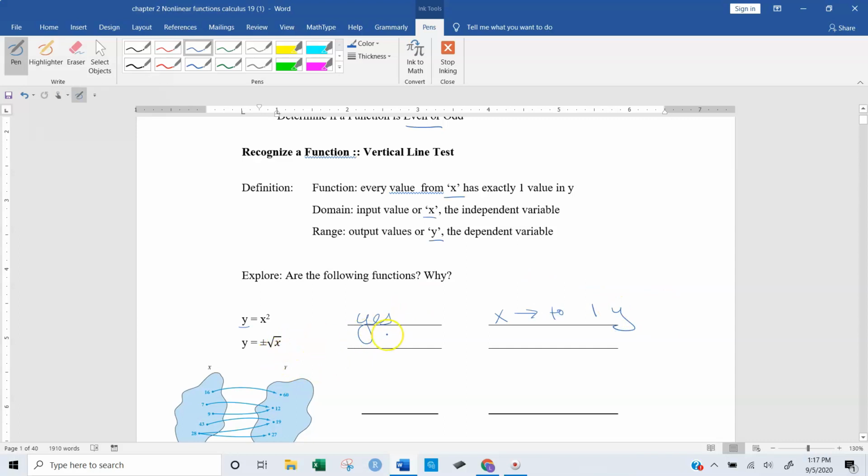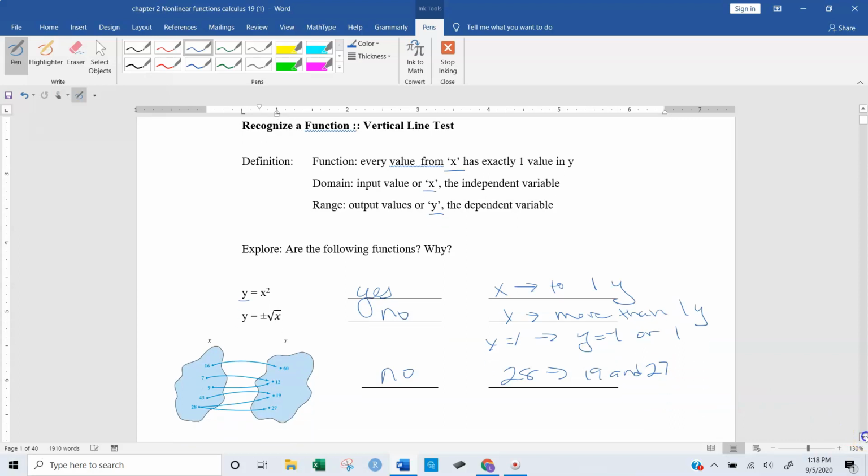Okay, square root function. I'm hoping you said no. And the reason is that an x value can map to more than one y. So for an example, if x is 1, then y is -1 or +1. So x has more than one value, therefore not a function. This last one should have also been no. You should have said 28 maps to 19 and 27, which is bad. So therefore not a function.